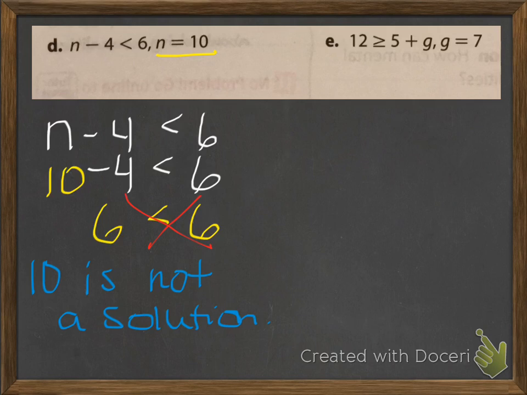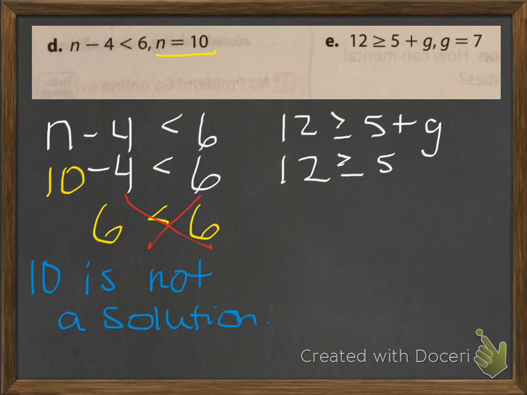The next problem says 12 is greater than or equal to 5 plus g, and the problem is looking to see if g equals 7 is a solution. So let's go ahead and take a look. So 12 is greater than or equal to 5 plus, we're going to go ahead and put a 7 in there. Copy everything the same. 12 is greater than or equal to 5 plus 7. 5 plus 5 is 10, plus 2 more is 12. So we get 12.